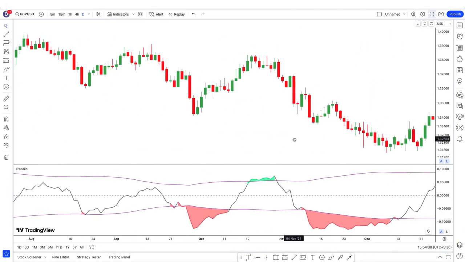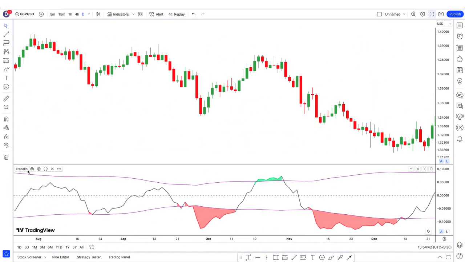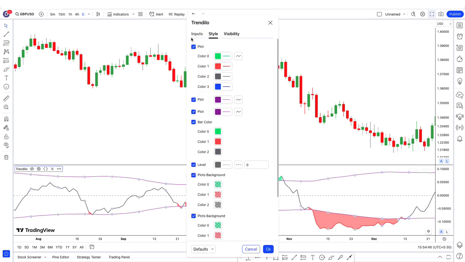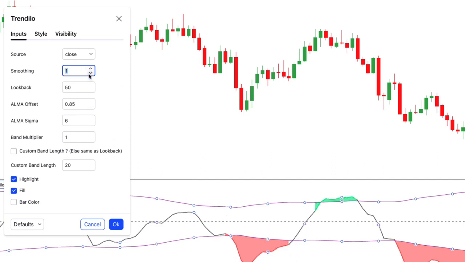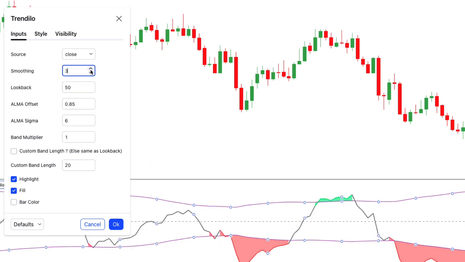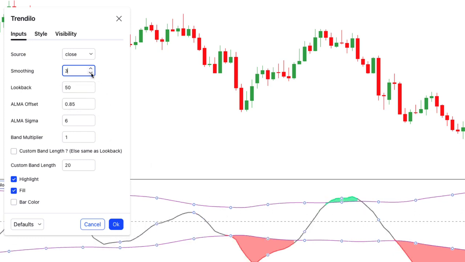If we quickly revisit the settings, we can observe that our initial two options are source and smoothing. The source parameter governs the primary metric employed for calculating the indicator, while smoothing regulates the indicator's responsiveness to price spikes. If I increase this value, you'll notice a reduction in the prominence of spikes at the upper and lower thresholds of overbought and oversold levels. This adjustment can prove particularly advantageous in volatile markets.